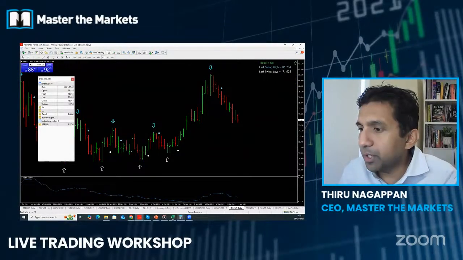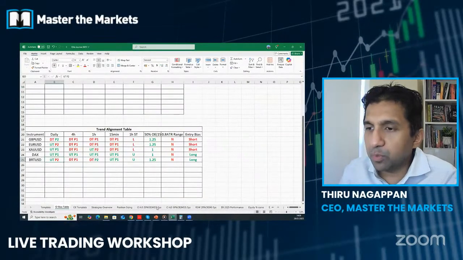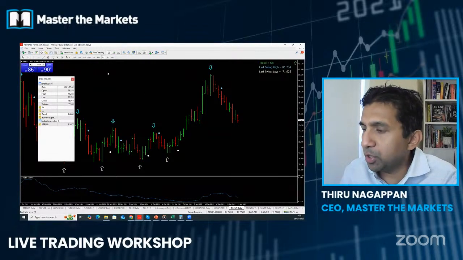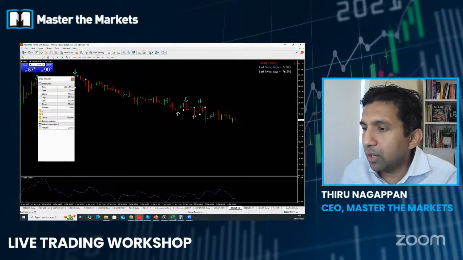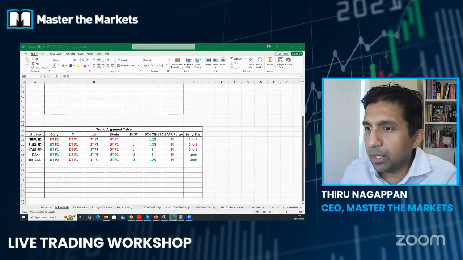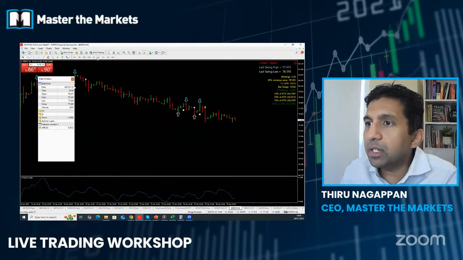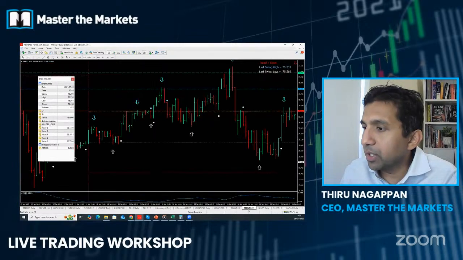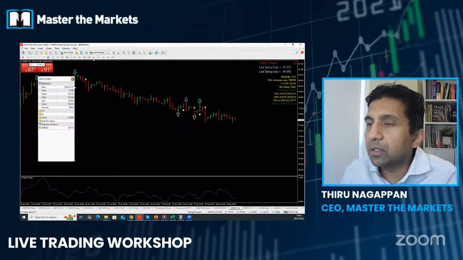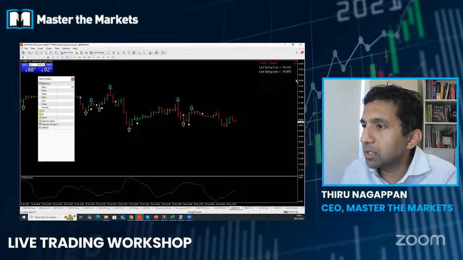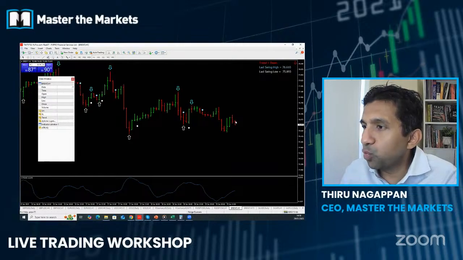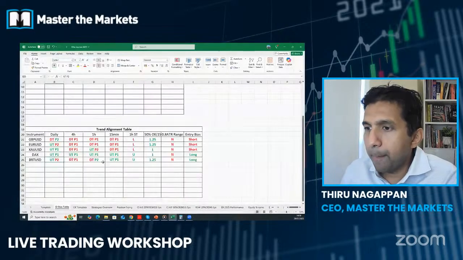So uptrend phase 2 at the moment. That's what I had yesterday, hasn't changed much. 4 hour, let's take a look. At the moment it is downtrend phase 1, that's the same. On the 1 hour, let's take a look over here. That's downtrend phase 1 as well. So let me quickly just update that.